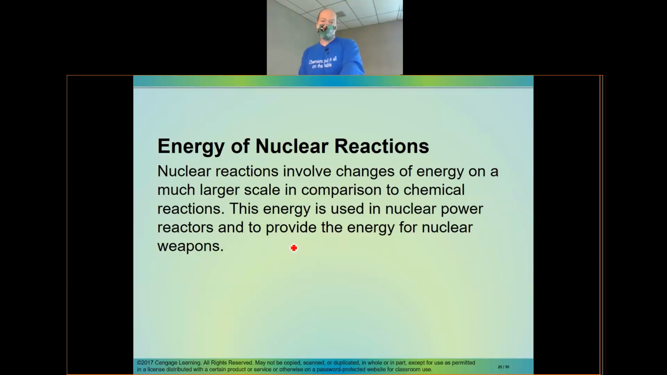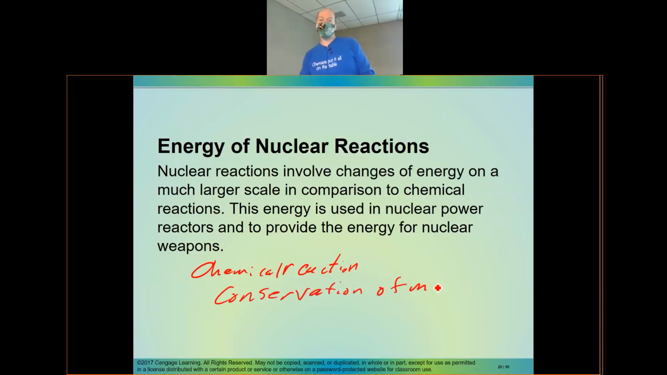All right. Energy of nuclear reactions. So when we do chemical reactions, we have what is called a conservation of mass, which is not correct. There is not a conservation of mass. There is a loss of mass, but that loss of mass or gain of mass in an endothermic reaction is extremely small, negligible. We cannot detect that in our labs. It's such a small amount.